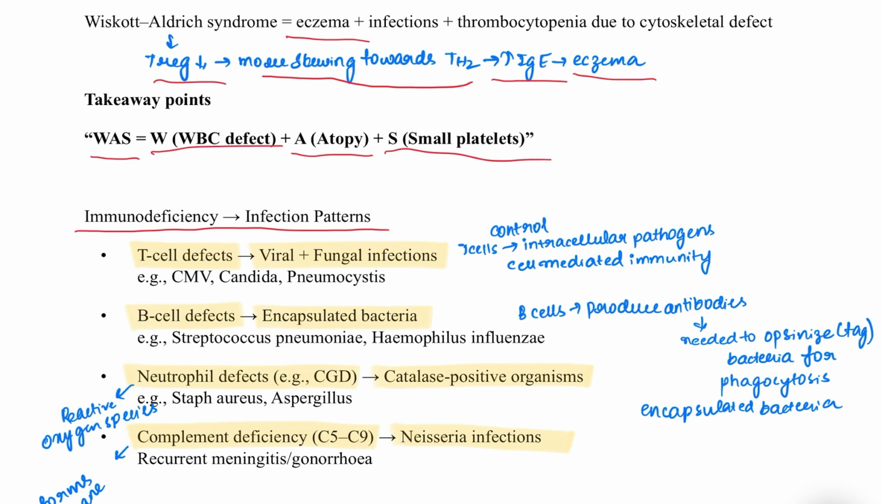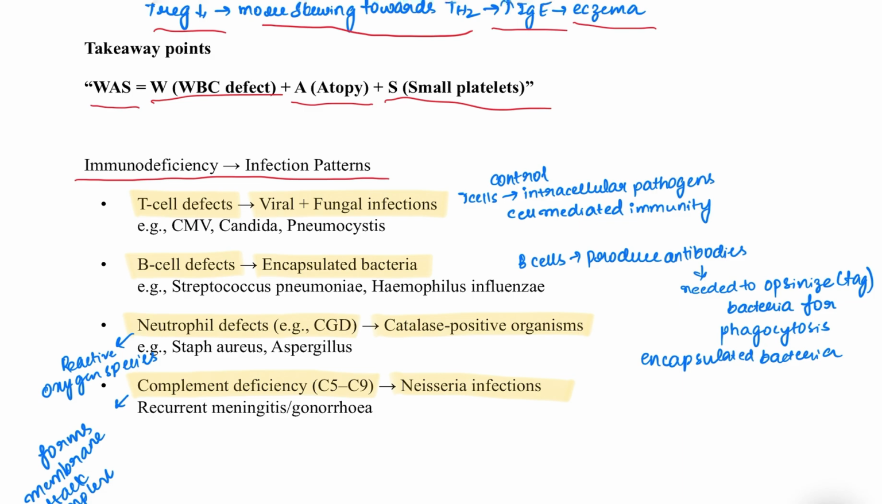So if there is any defect in the T cells, it will cause viral and fungal infections like CMV, cytomegalovirus, candida and pneumocystis. And in B cell defects, majorly the encapsulated bacteria will cause infections, because these encapsulated bacteria have a capsule which is slippery in nature. So B cells will produce the antibodies which will opsonize, that is tag the bacteria, and these are finally taken for phagocytosis. If there is a lack of these B cells producing the antibodies, this will cause an increase in the encapsulated bacterial infections like Streptococcus pneumoniae and Haemophilus influenzae.